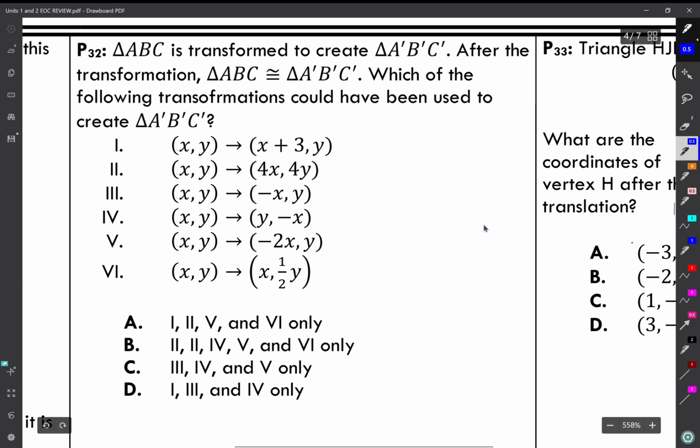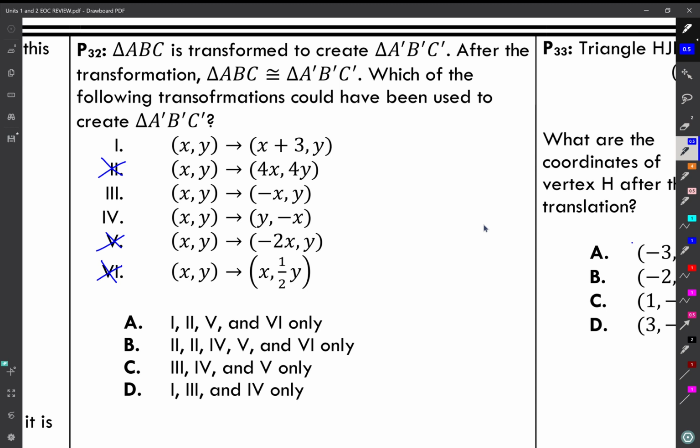Triangle ABC is transformed to create triangle A prime, B prime, C prime. After the transformation, ABC is congruent to A prime, B prime, C prime. Which of the following transformations could have been used to create triangle A prime, B prime, C prime? So any of the ones that have a number different than either 1 or negative 1 times our coordinates will result in a dilation. Okay, so it cannot be, for instance, statement 2, or statement 5, or statement 6, because those are multiplied by 1/2, 2, and then 4.